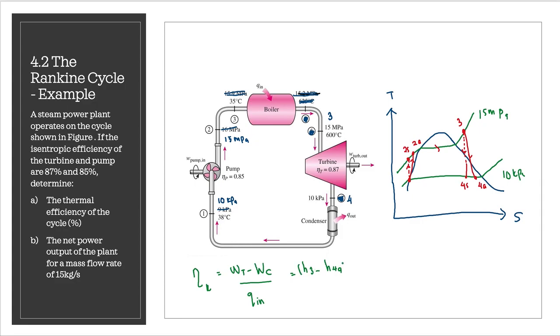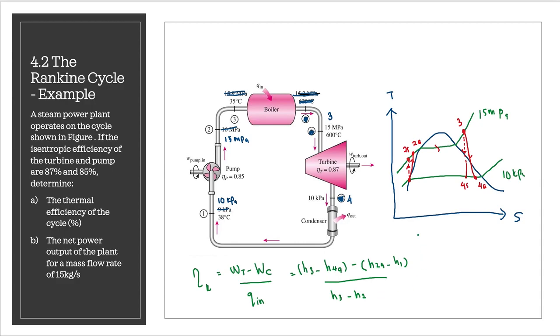Minus compressor. Since the compressor also has isentropic efficiency, therefore we choose H2A minus H1, over Q in, which is H3 minus H2. Okay, so we have to find all this enthalpy for each state.